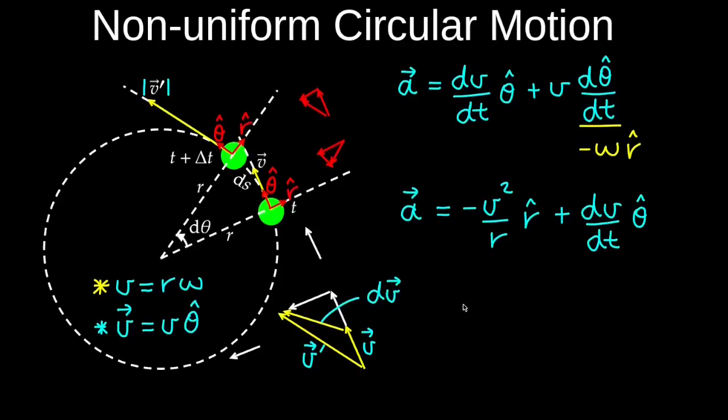And note that the acceleration, being the first derivative of velocity with respect to time, acts in the same direction as this vector dv. And therefore the acceleration has a component that points towards the center of the circle, which is this component, and it also has this component which points in a tangential direction. So therefore the tangential component changes the speed, and the normal component changes the direction of the particle.